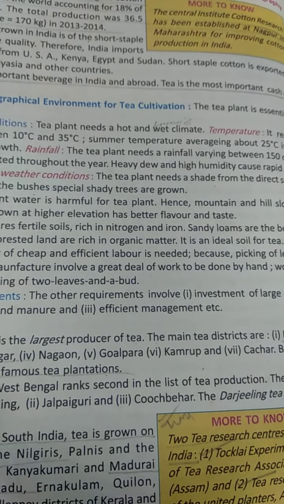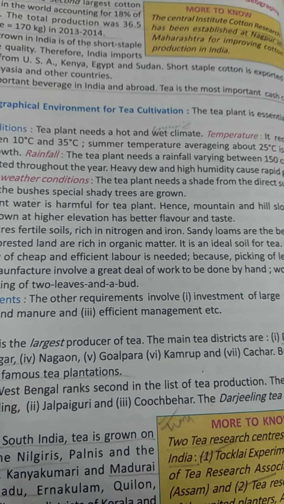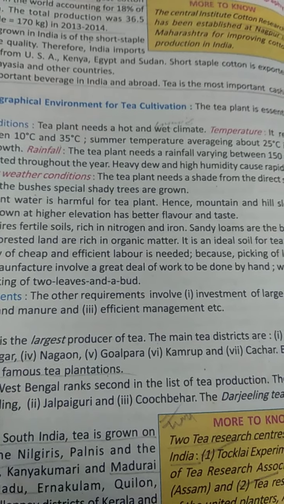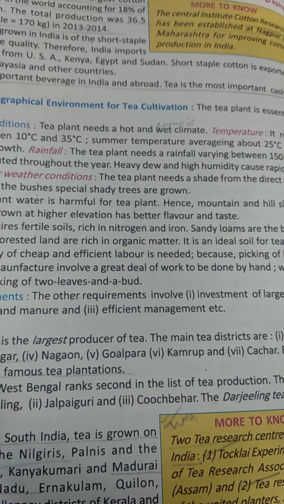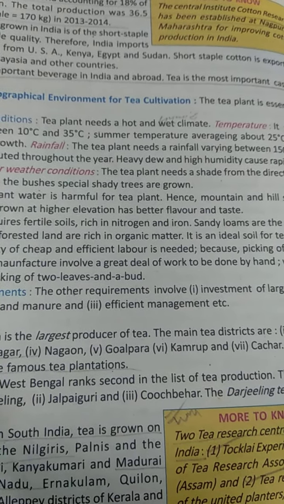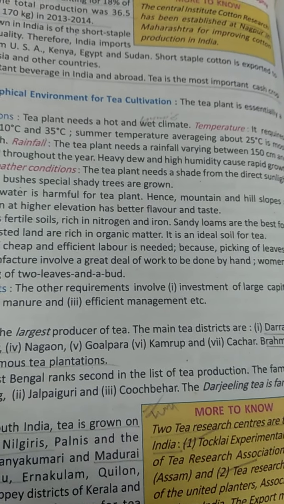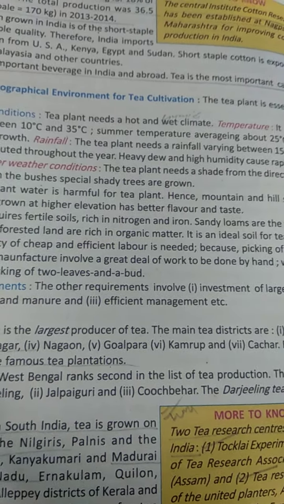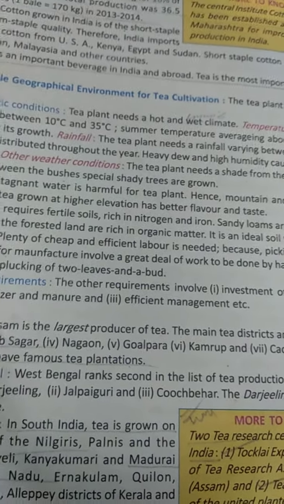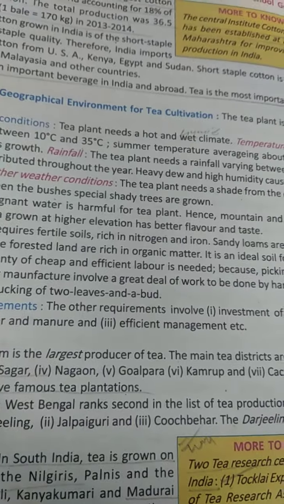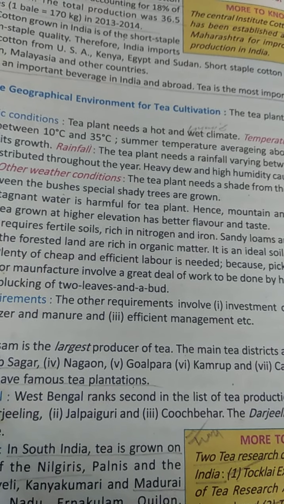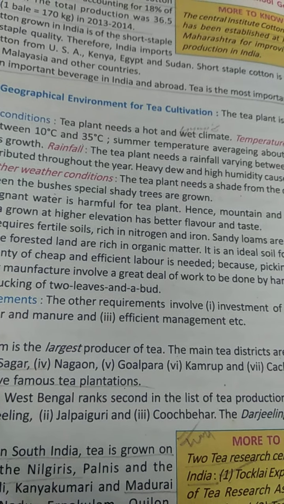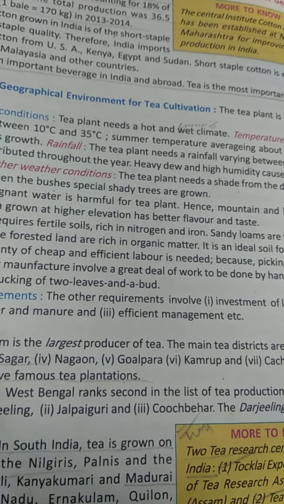It requires fertile soil which should be rich in nitrogen and iron. Sandy loamy soil is good because it will not stagnate water in it. The amount of water that is required will be there, and that will be helpful for the growth of the plant. Soils of the forested land are rich in organic matter, so it is the ideal soil for tea.